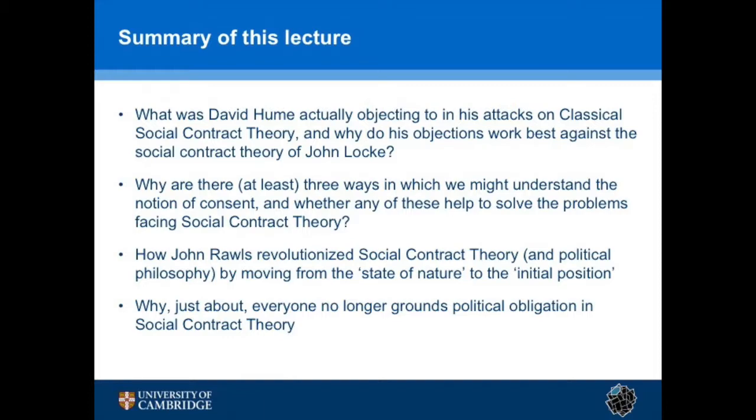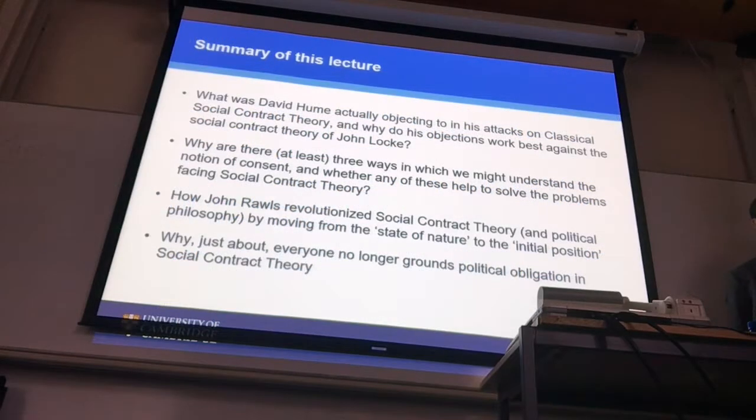But before we do that, we need to revisit the objections that came into classical social contract theory at the end of last week. David Hume's two big bombshells. They're good objections, but we need to find out why they work, how they work, and why it is that they seem to work particularly well against the social contract theory offered by John Locke. So I will also be introducing Locke's social contract theory and talking to you a bit about that.